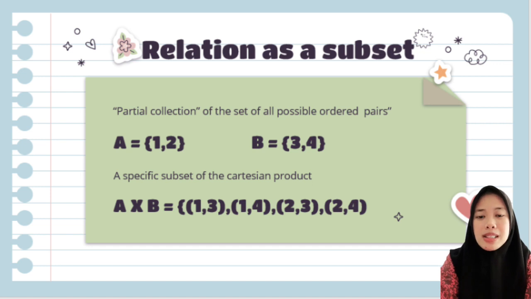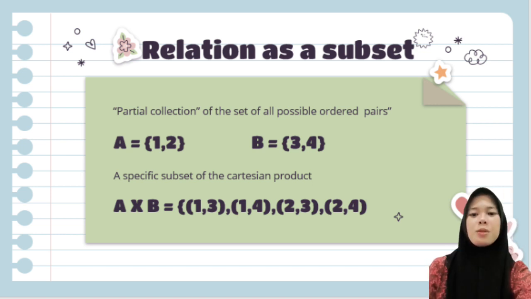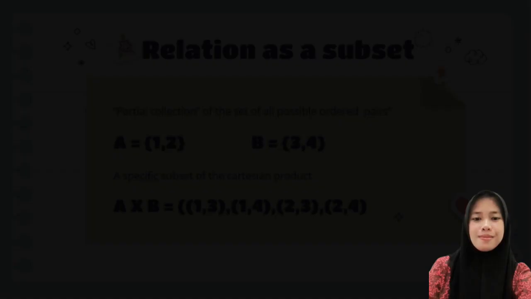For example, set A is equal to {1, 2} and set B is equal to {3, 4}. If you combine them together, A × B is equal to {(1, 3), (1, 4), (2, 3), (2, 4)}. So, what we do here is we distribute the numbers in set A to set B.